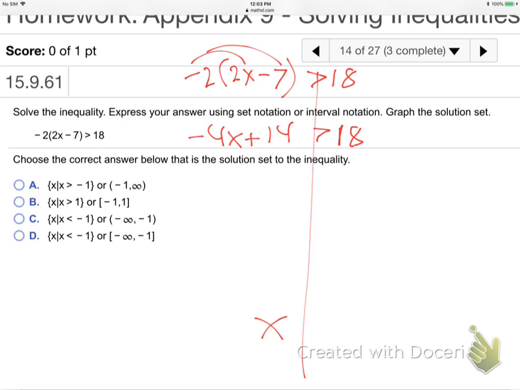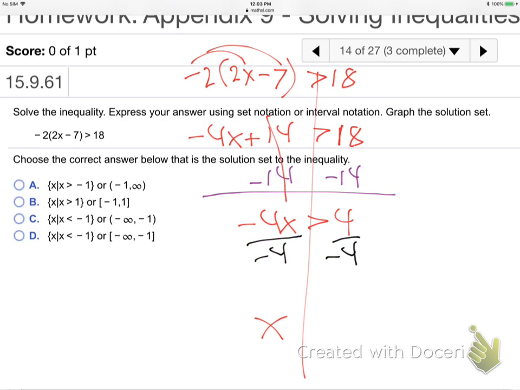So get rid of the 14, huh? I'm sure you remember all that. This is gone. Minus 4x greater than 4. Okay, now, last step to get x alone. What do we do to get x alone? Divide, yeah. Why can't I just add 4? Because it's multiplied, right? Because there's no symbol in the middle, it's times, you got to divide, right? So divide by negative 4.